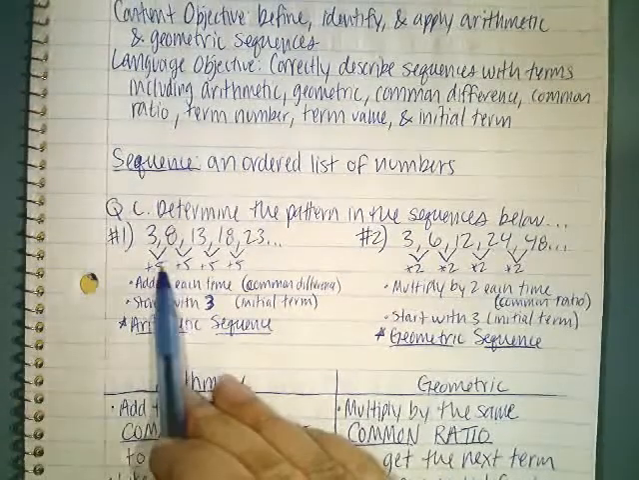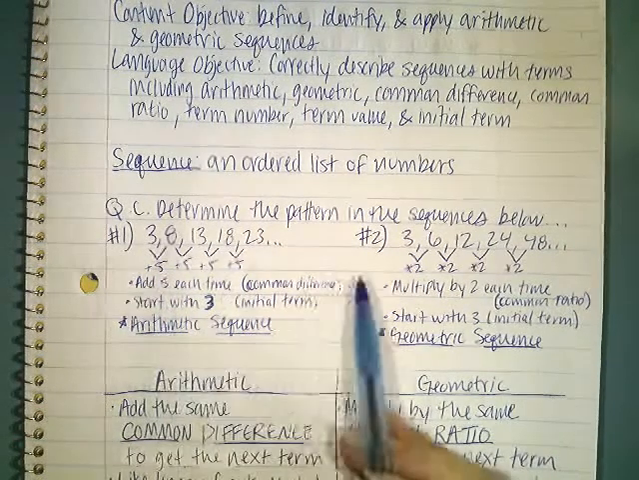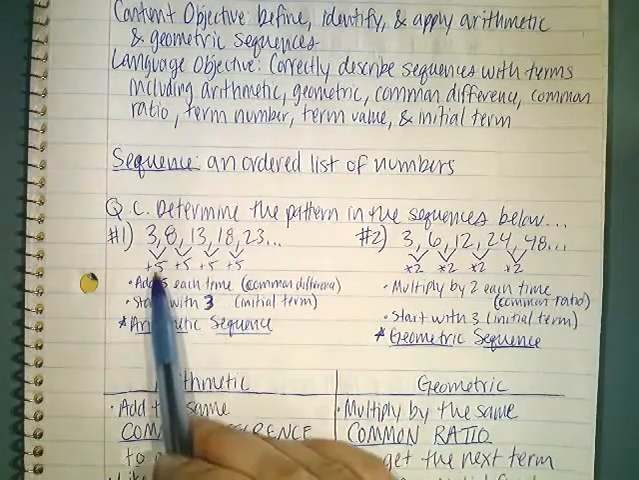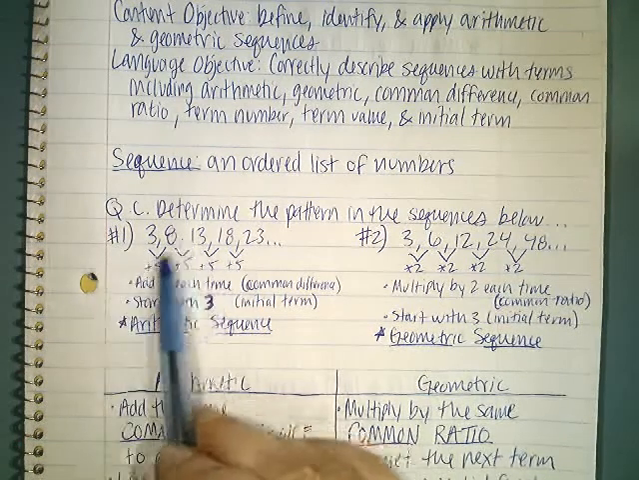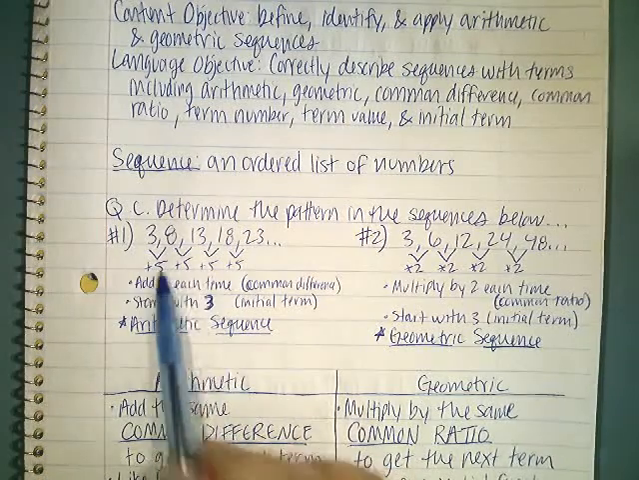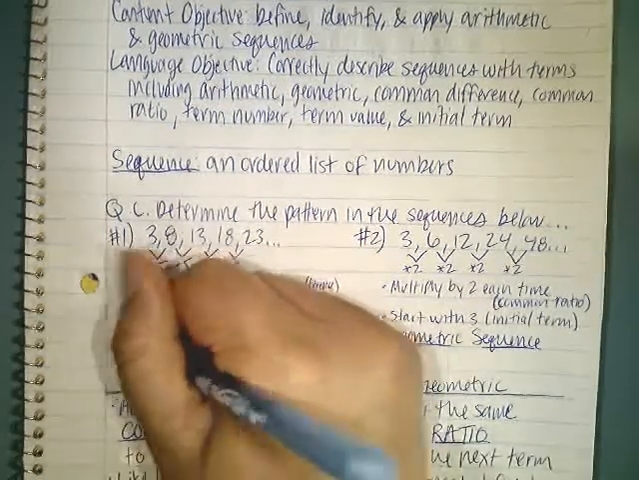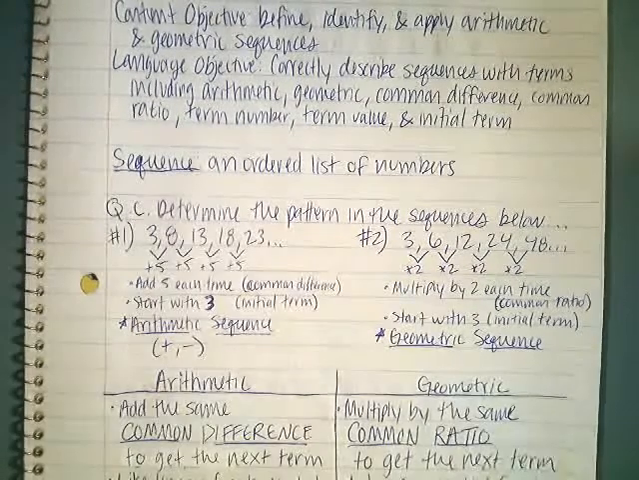So arithmetic sequences differ by the same amount. We could be adding 5 each time. We could be subtracting 3 each time. We could be adding 1/2 each time. We could be subtracting 1/3 each time. The main key here is that we are adding or subtracting every time. So this is when you're adding or subtracting.